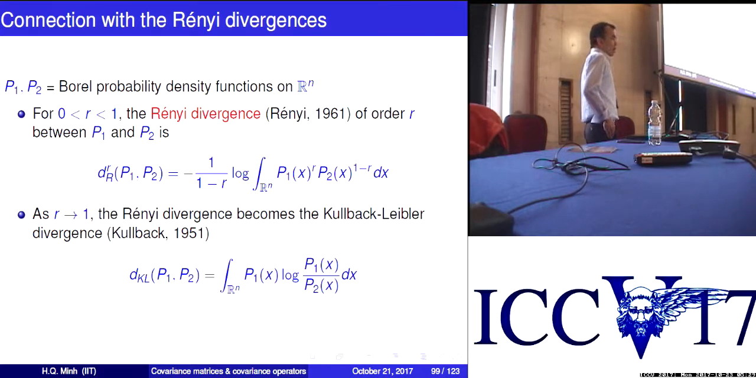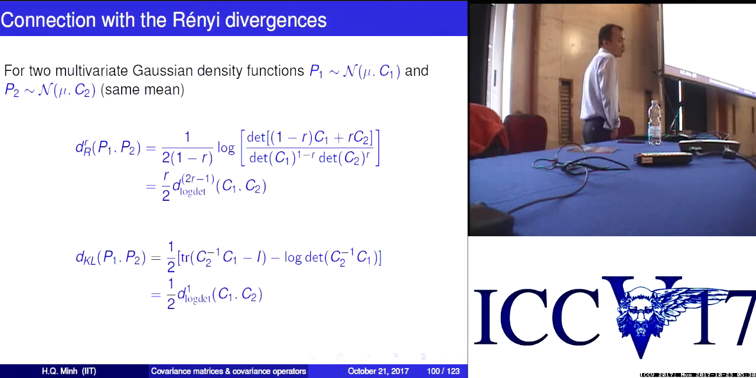And so this log det divergence is actually closely connected to this formula, because when we have two Gaussian density functions with the same mean, they're related by the formula over there, differing just by a constant, basically. And in particular, in the case when r is equal to 1, then the log det divergence when alpha is equal to 1 is equal to twice the KL divergence between p1 and p2. So they're very closely connected to each other. So that is the case of the alpha log det divergences.